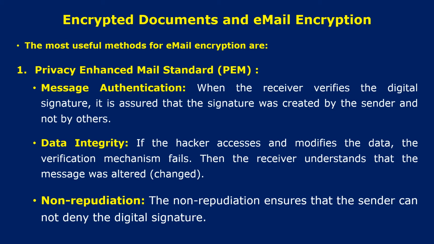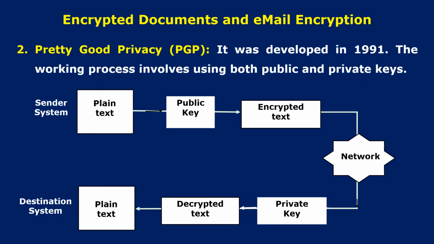Now let us look at the second most useful method for email encryption, and it is pretty good privacy. Pretty good privacy was developed in the year 1991 by Phil Zimmerman, and this pretty good privacy was designed to provide all the four aspects of security, that is privacy, integrity, authentication, and non-repudiation in sending of email. So while sending an email, all the four aspects of security are ensured. That is privacy, integrity, authentication, and non-repudiation. All of them are ensured.